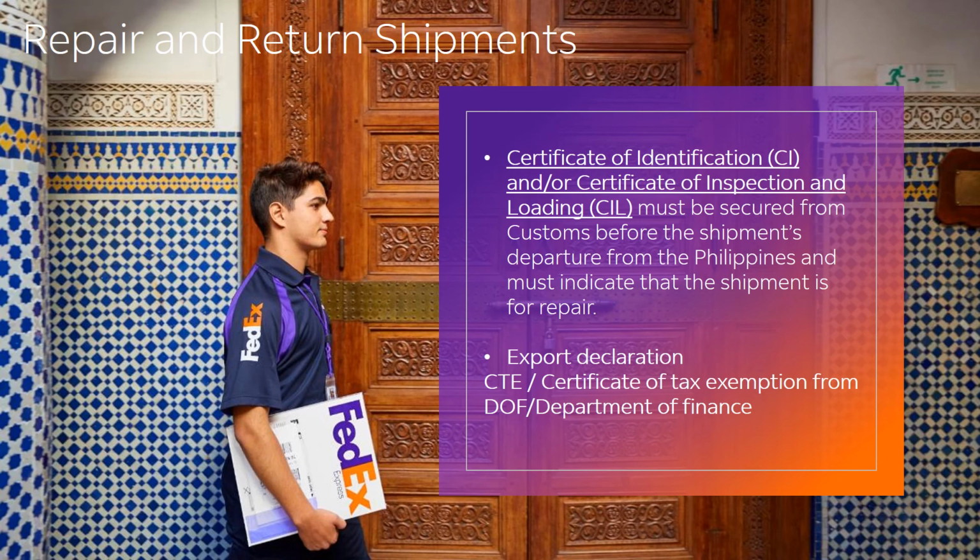Certificate of Identification, or CI, and/or Certificate of Inspection and Loading, or CIL, must be secured from customs before the shipment's departure from the Philippines and must indicate that the shipment is for repair. Another one is Export Declaration, or CTE, or Certificate of Tax Exemption from DOF or Department of Finance.